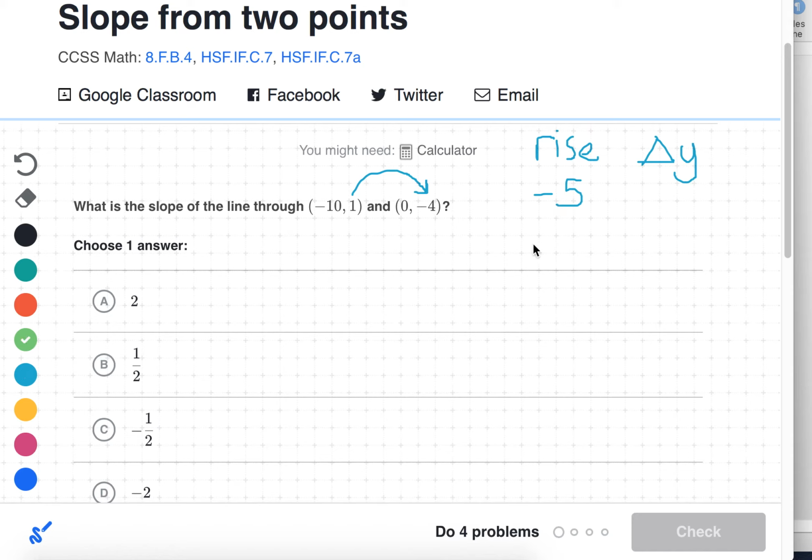And now if we look at the run, that's going to be the change in the x coordinates. And from -10 to 0, it's going up 10. So the slope is the rise over the run. That's -5/10, which simplifies to -1/2.